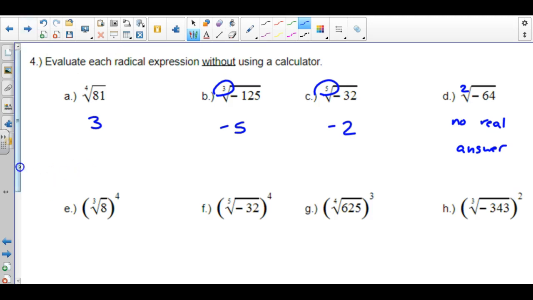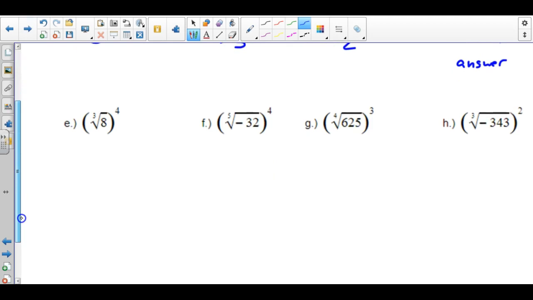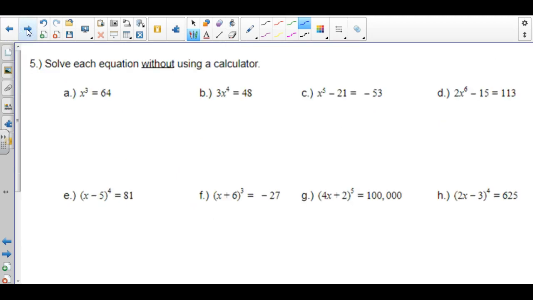So I'll just do one more of these bottom ones actually then, just to show you again what I could do for part E is simplify the inside expression. First, the cubed root of 8 is 2, and then I could take that 2 and raise it to the 4th power, 2 to the 4th being 16. Alright, that's good for those. I'm going to go on to the equations.